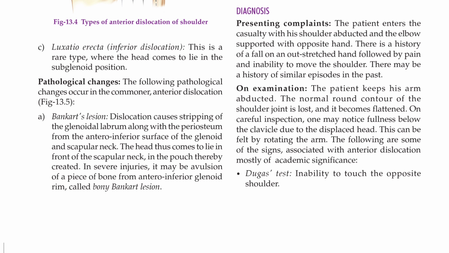It becomes flattened. On careful inspection, one may notice fullness below the clavicle due to the displaced head. So this can be felt by rotating the arm. The following are some of the signs associated with anterior dislocation, mostly of academic significance.